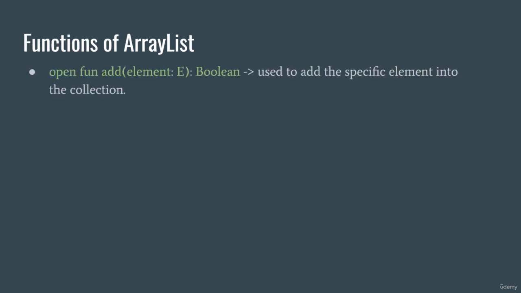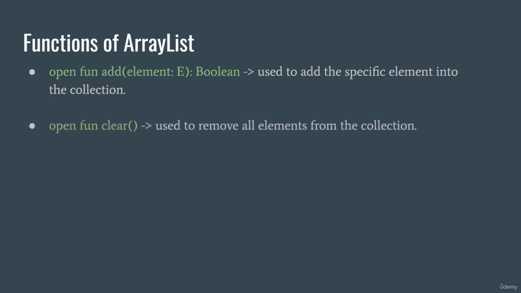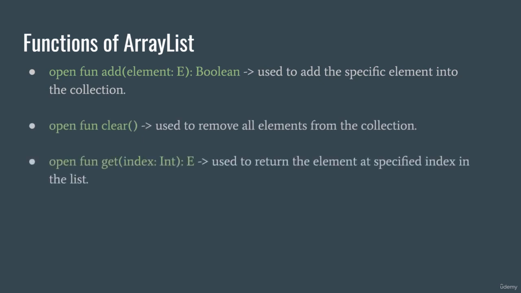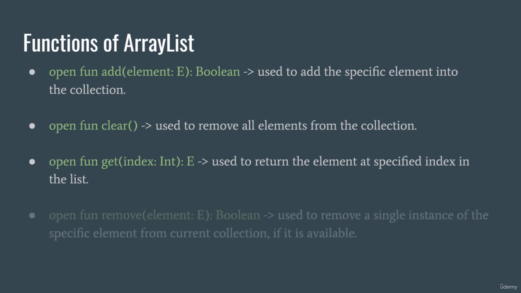Examples of functions of array lists are, for example, the add function, used to add the specific element into the collection. Then the clear function is used to remove all elements from a collection. The get function allows you to get an element at the specified index. So for example, if you want to have the 5th entry, you could enter index 4 in there and you would get that. And then the remove function is used to remove a single instance of the specific element from the current collection if it's available.